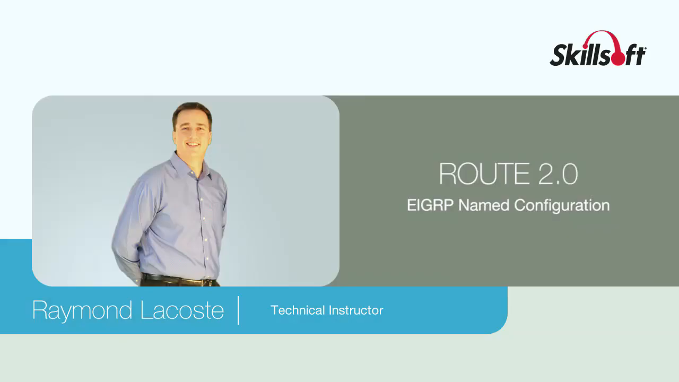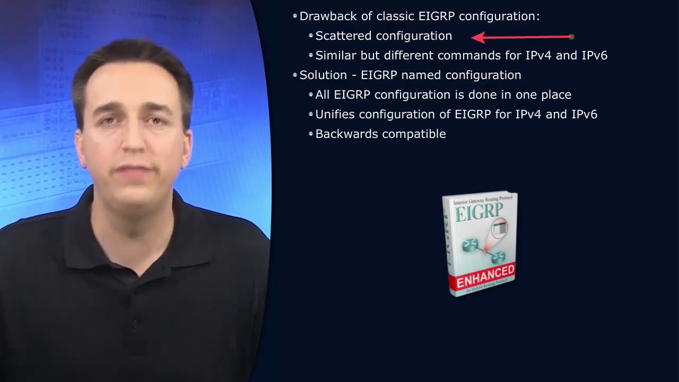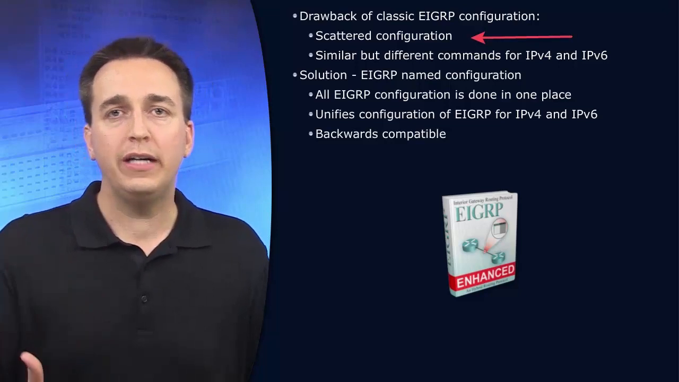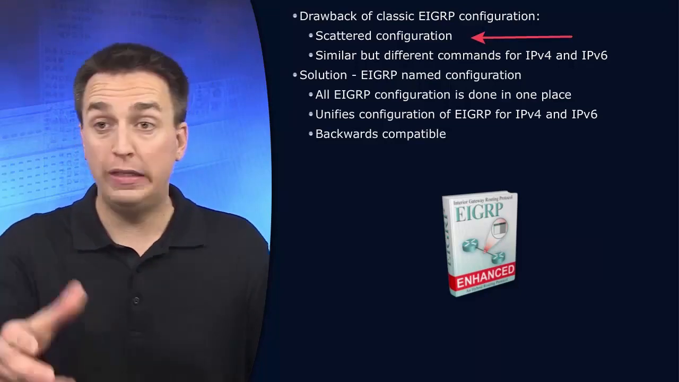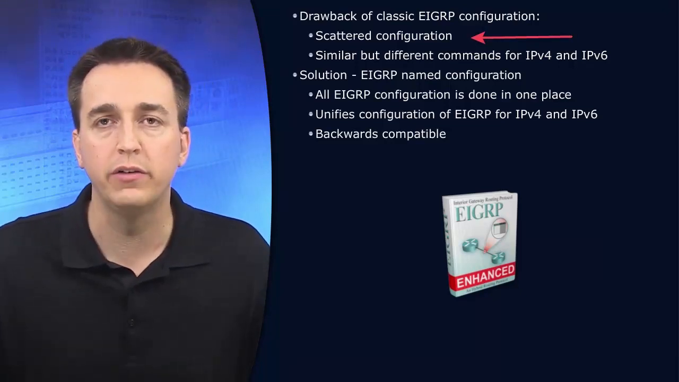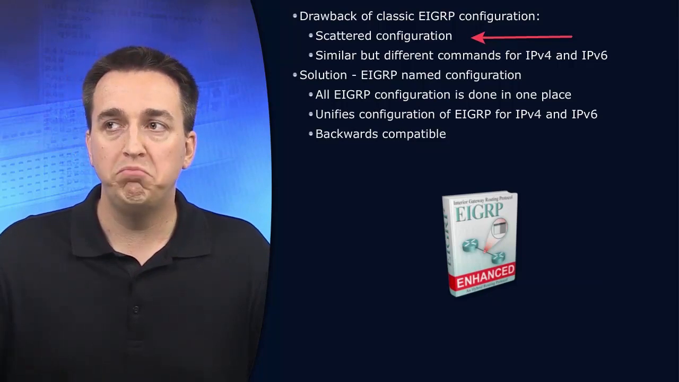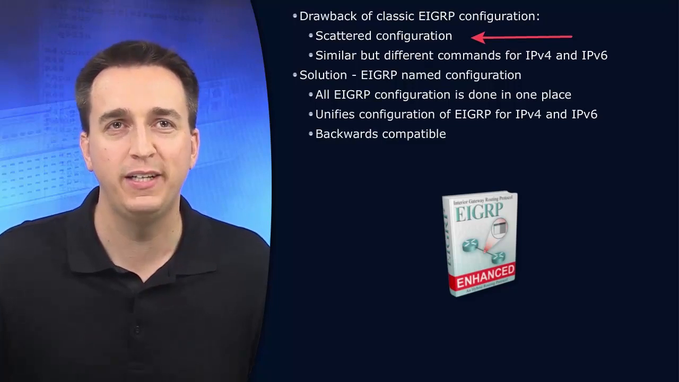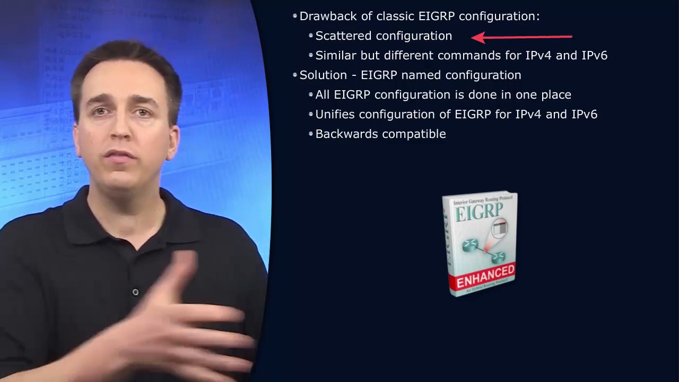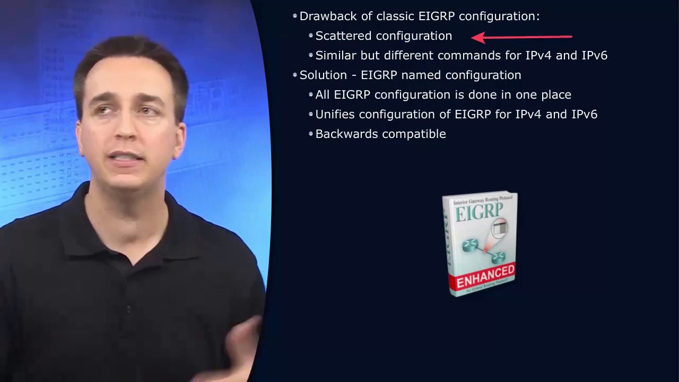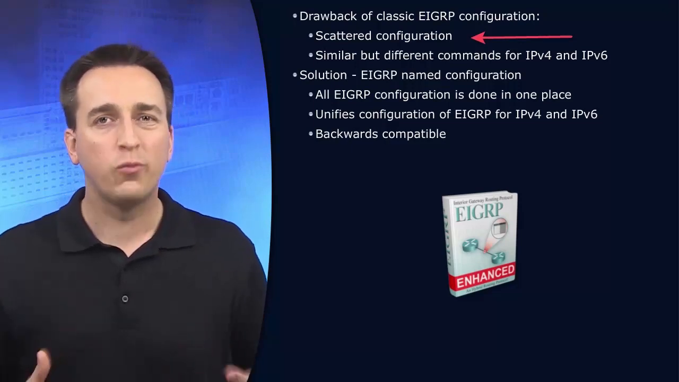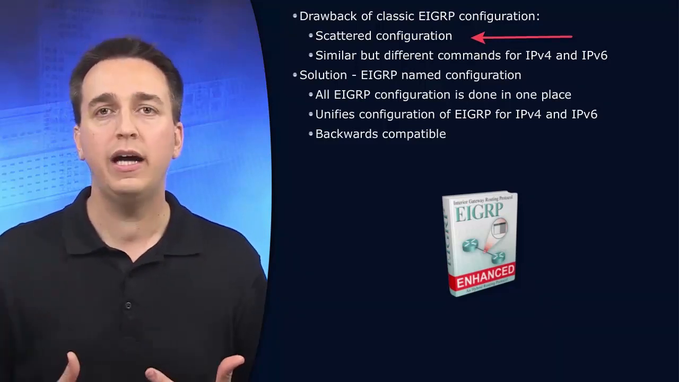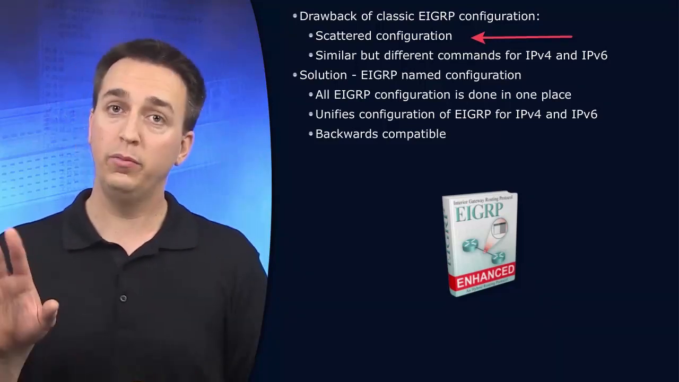So the issue we have right now is a scattered configuration. And we say scattered configuration because when you're configuring EIGRP for IPv4, you do it in IPv4 EIGRP configuration mode. EIGRP for IPv6 is done in IPv6 EIGRP configuration mode. But then you still have all of these other commands that are done in interface configuration mode. So when you look at the running config, you have a scattered configuration for EIGRP. A little bit is here, a little bit is there.